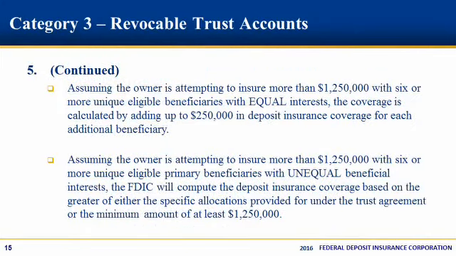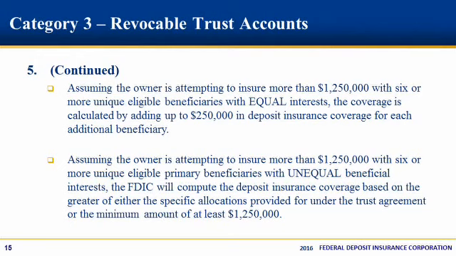Assuming the owner is attempting to insure more than $1,250,000 with 6 or more unique eligible beneficiaries with equal interest, we can simply continue to multiply the number of unique eligible beneficiaries times $250,000.